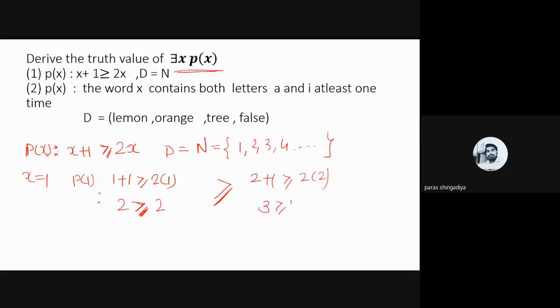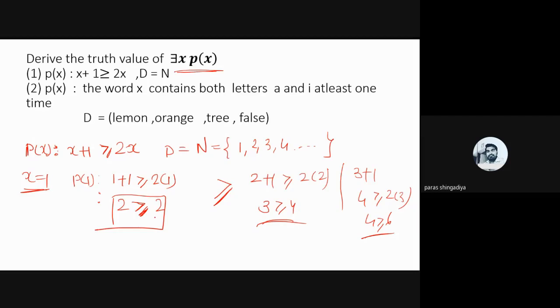So it is 3 here, and that will consider a 4. Let us check for a 3. So 3 plus 1, that is a 4 here, greater than or equal to 2 into 3. So that is a 6. So for only one value of the domain, that is 1 here, it becomes true.